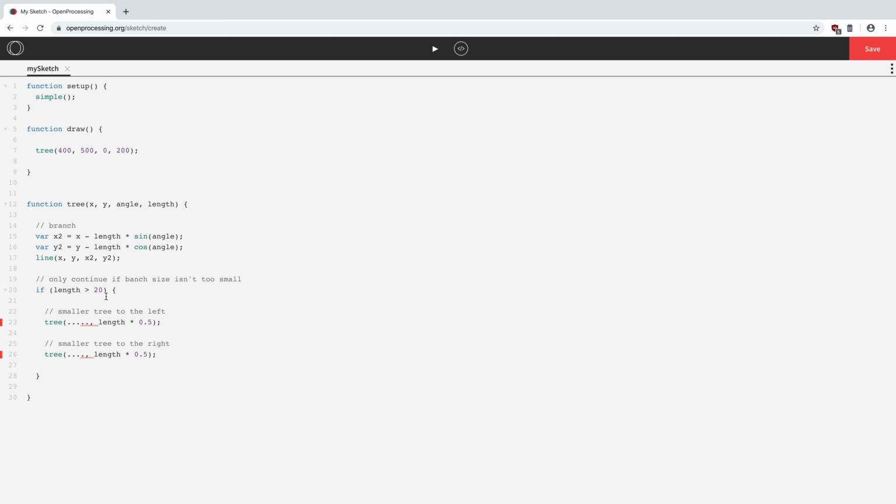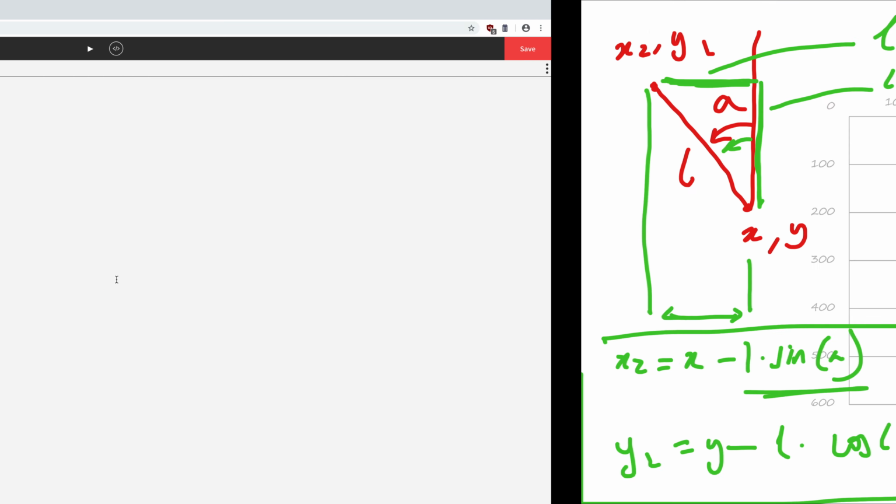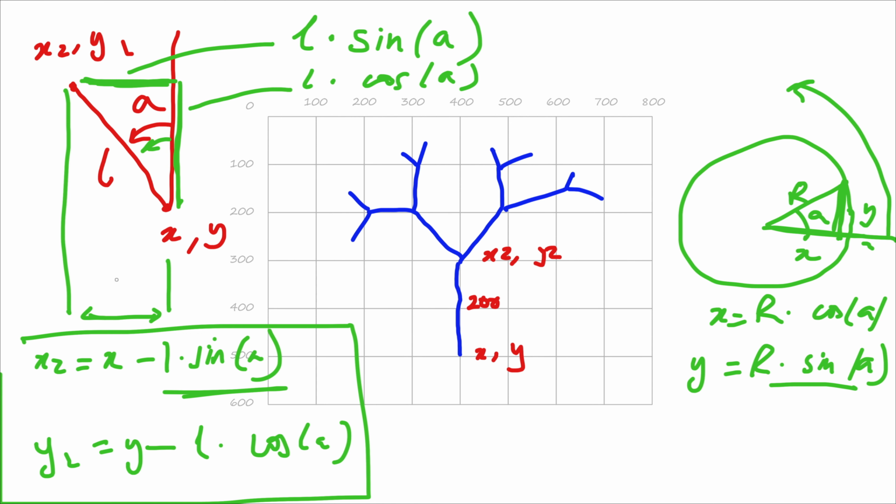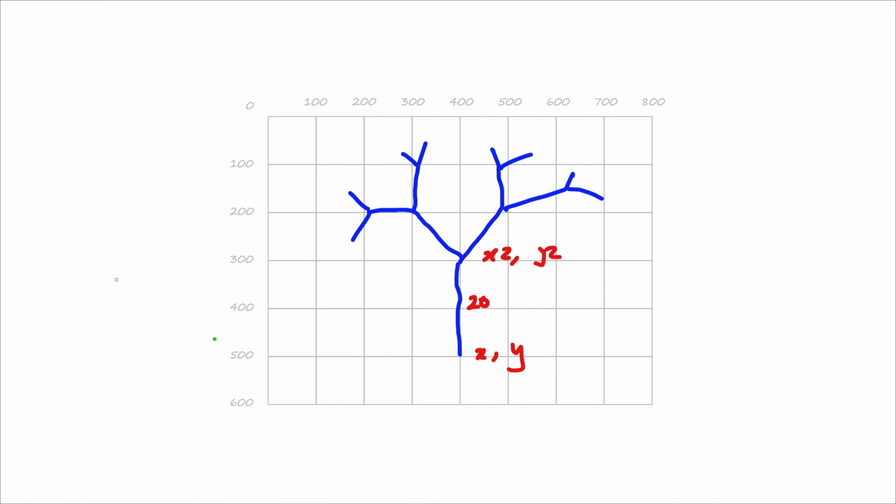Now we're saying if the length is more than 20, call tree to the left and right, smaller because it was half the size. Let's fill in those other little parameters now, which we've kind of talked about. We've said it's x, y and angle, but they're not the same, are they? Because now we're saying we've got to the end of the line. The new tree starts at the end of that branch. Let's draw a picture of that just to kind of illustrate what we mean. Let me clear the screen a little bit.